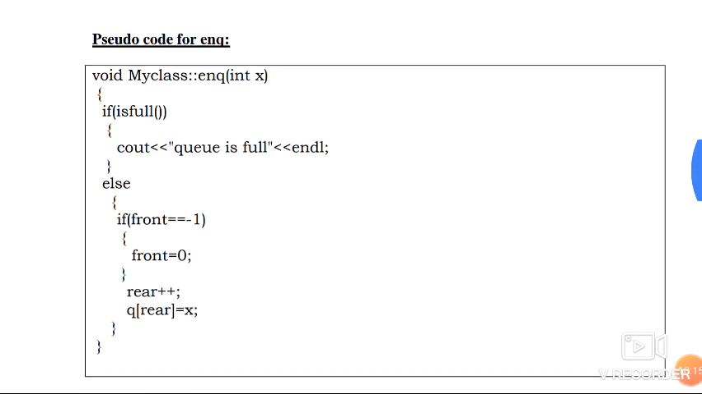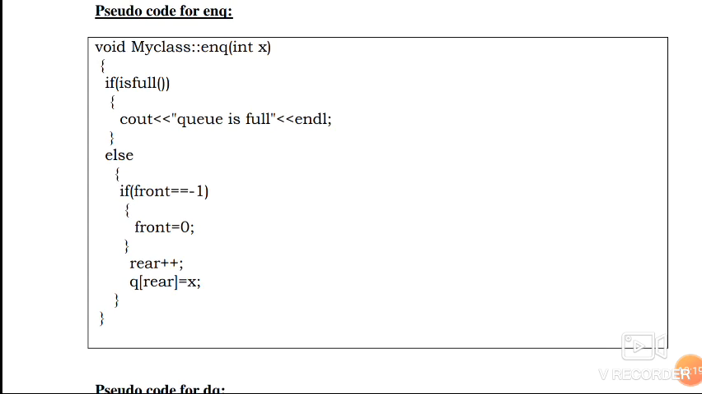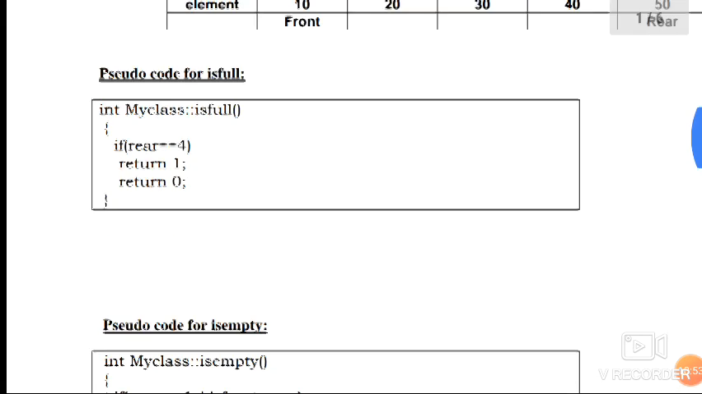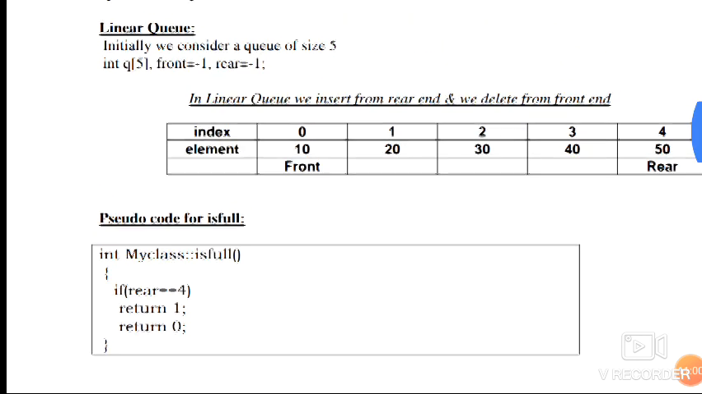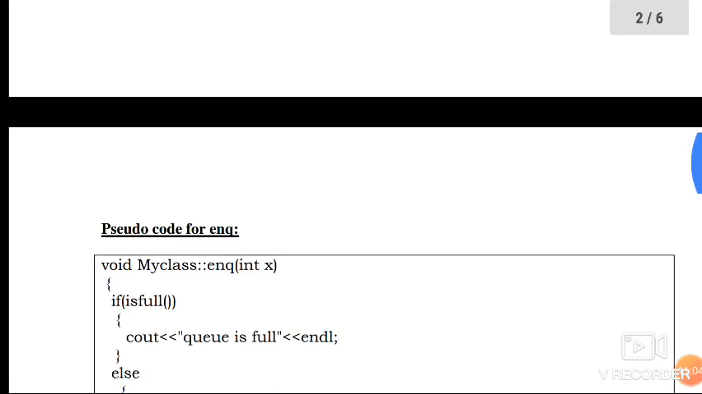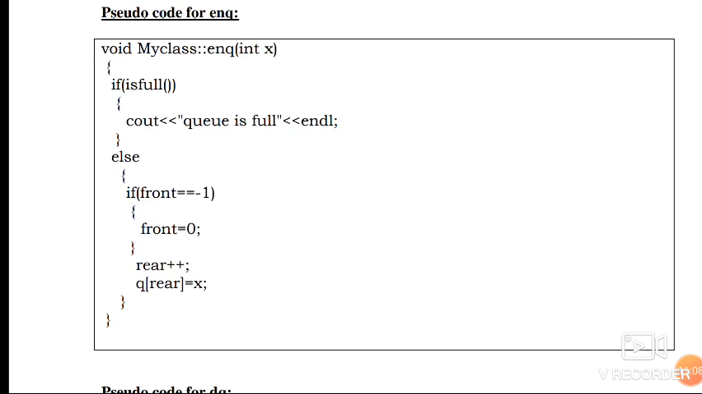Next, NQ operation. I already have told, as we try to NQ, first we have to check whether queue is full or not. Suppose right now the situation is like this. We have declared queue of size 5, front equal to -1, rear equal to -1, and I would like to NQ 10. The value 10 will get stored into X. Is it full? It is full if rear equal to 4, but as we know front and rear both are pointing to -1, that is why it will return 0.